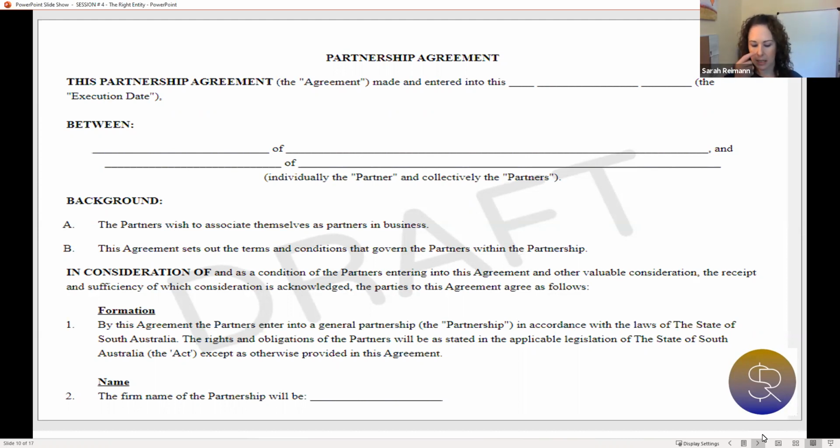Setting up a trust. So a partnership is very similar to a sole trader, except again, there are two or more people and all the liabilities fall to the partners. There's no kind of asset protection.